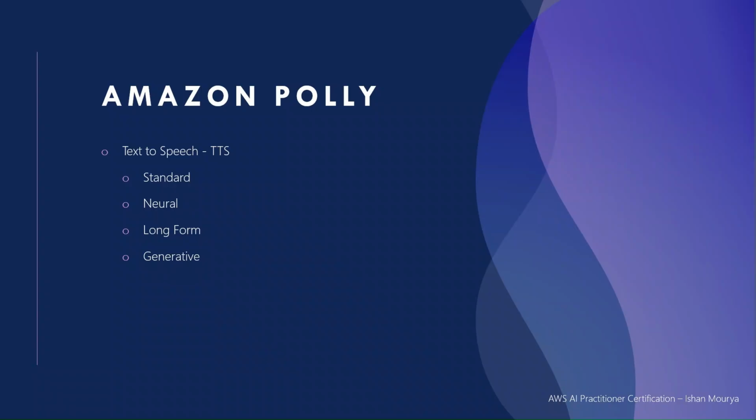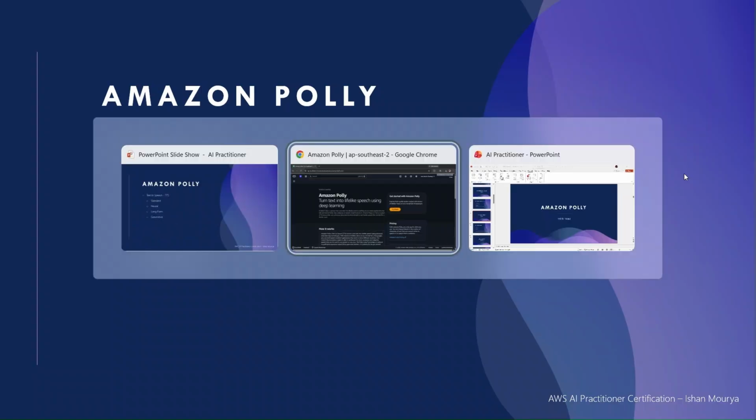Now, since Gen AI came into the picture, we have the generative engine as well, which is going to be the most human-like voice you can have, but it is actually cheaper than the long form. It's going to be costlier than the standard and neural, but cheaper than the long form. So generative is the most suitable choice for us now. Now let's see it in our AWS account.